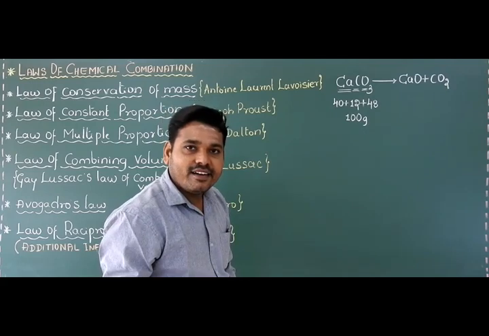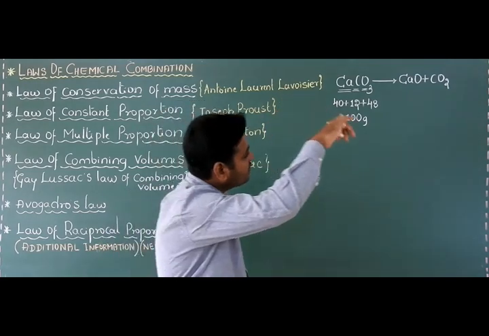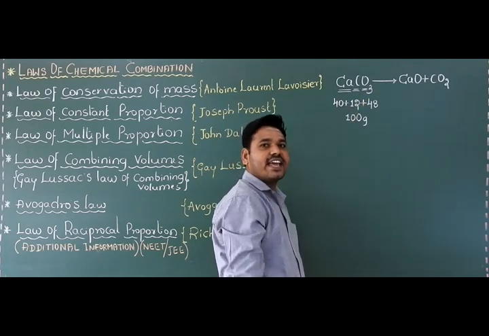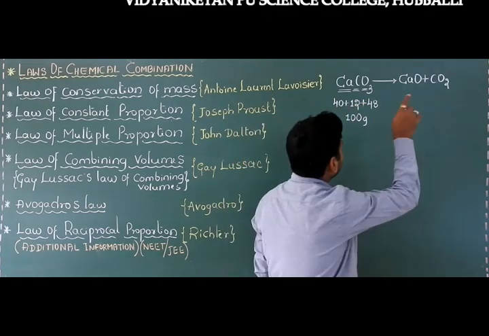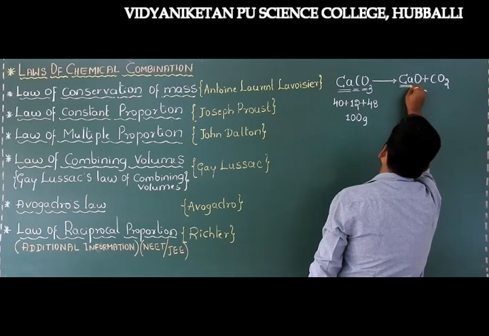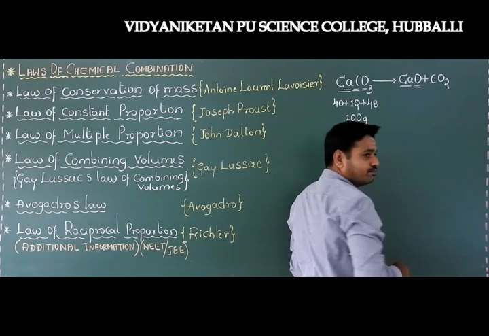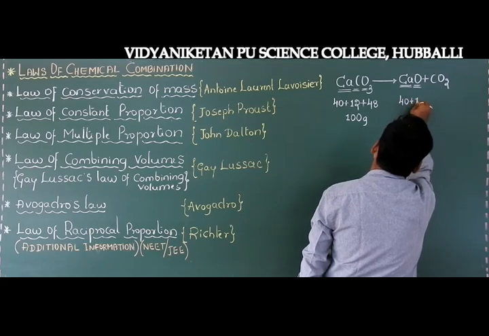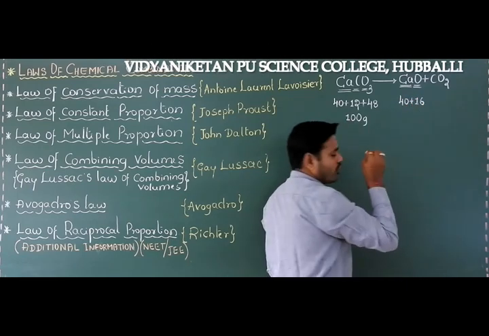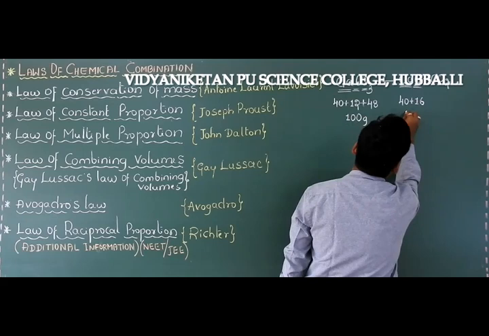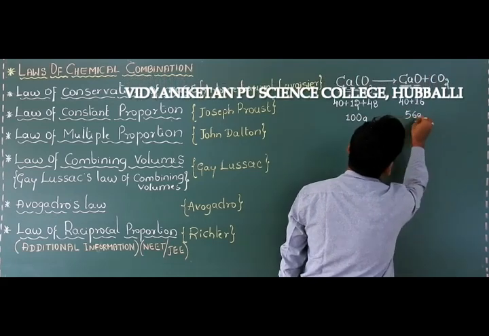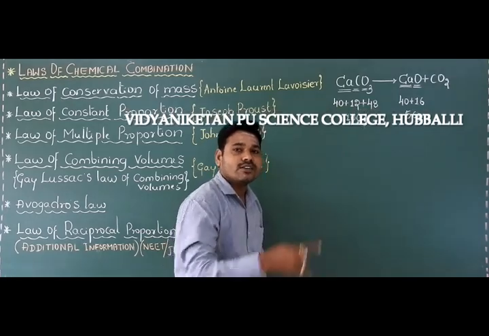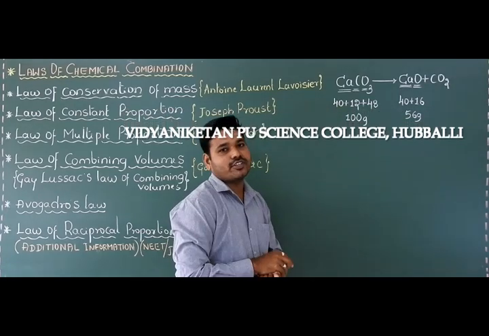So is it clear? Now similarly you calculate the mass of calcium oxide and carbon dioxide in this reaction. So once again in calcium oxide, one calcium atom and one oxygen atom. The atomic mass of calcium is 40 and the atomic mass of oxygen is 16. 40 plus 16, how much, students? 56 gram. 56 gram is the mass of calcium oxide in this balanced chemical equation, students.